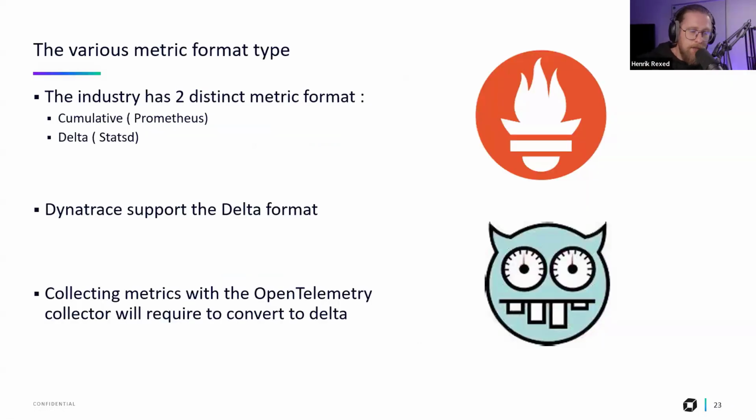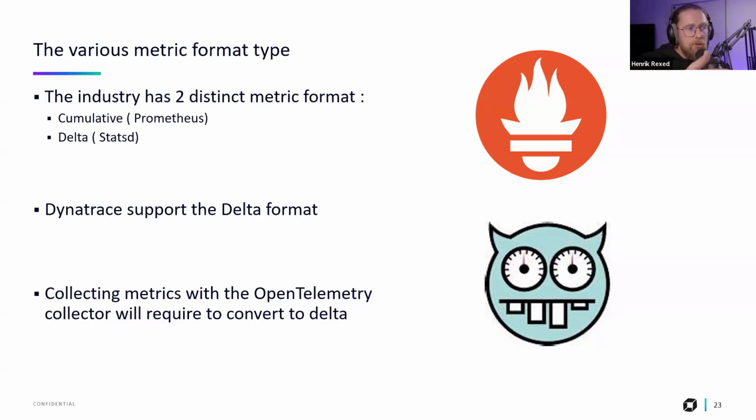Then very important, really, really important. I don't know if you are aware of that, but I think it's really important to remind you: in the industry, there are two distinct formats of metrics. There is cumulative and there is delta. Delta is what is used by StatsD, and cumulative is Prometheus. And there are a couple of observability backends that only support delta, and Dynatrace is the case. We only support delta, and there are other backends that support only cumulative.